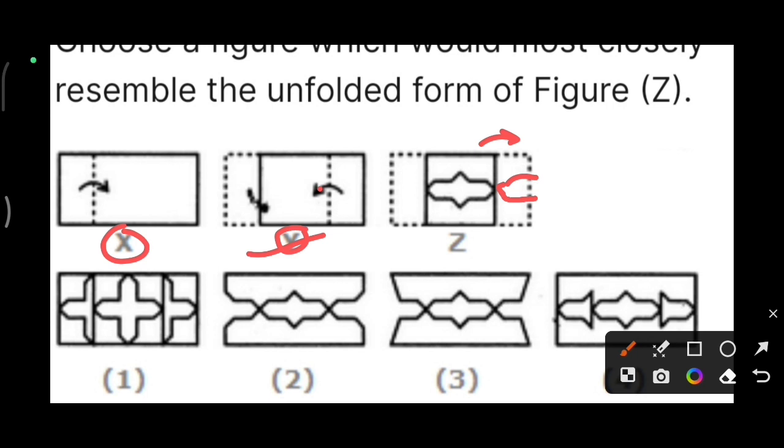Now let us unfold the X. So unfolding X like this now means here a curve, and this will be continued like this. Now let us see the options.